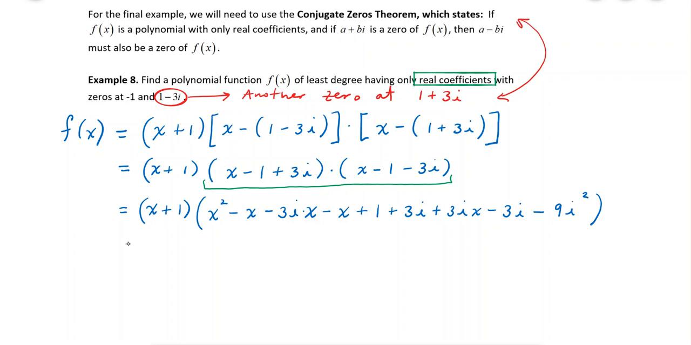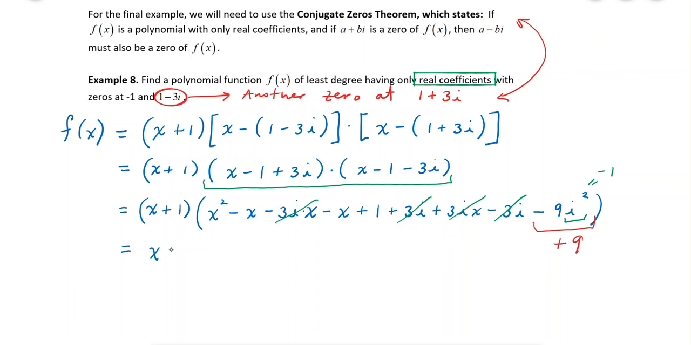So that's probably the tedious part, and now it should start to clean up. We should see a minus 3ix and a plus 3ix, and so they cancel. We have a plus 3i and a minus 3i, they cancel. This i squared down here at the end is equal to negative 1, and so the minus 9i squared, this whole thing is going to be negative 9 times negative 1, which is plus 9.